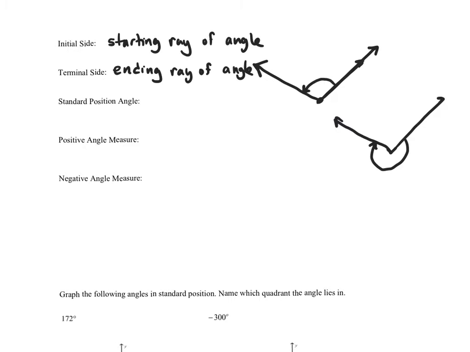Now, we just drew two angles out in the middle of nowhere, which is fine. But in trig, we like to standardize everything. We like to have everything basically start and finish at the same place. So to do that, we come up with what's called standard position angles. A standard position angle is an angle graphed on the XY plane with an initial side along the positive x-axis.